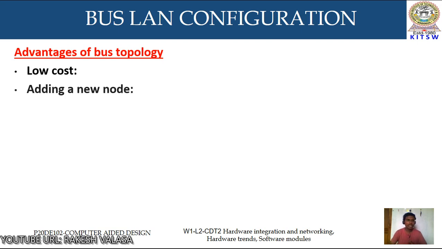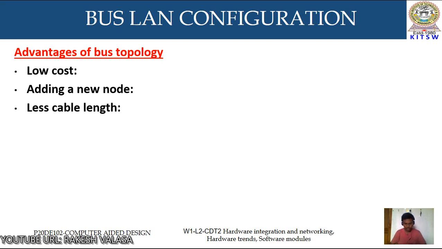Second advantage is adding a new node. It is easy to add new computers and devices to the network. The newly added device can start working as it is. No extra setup of the network is needed. The two cables are joined by a connector to add a new computer to the network. It is also easy to remove any node, and network performance will not be affected by removing any node.